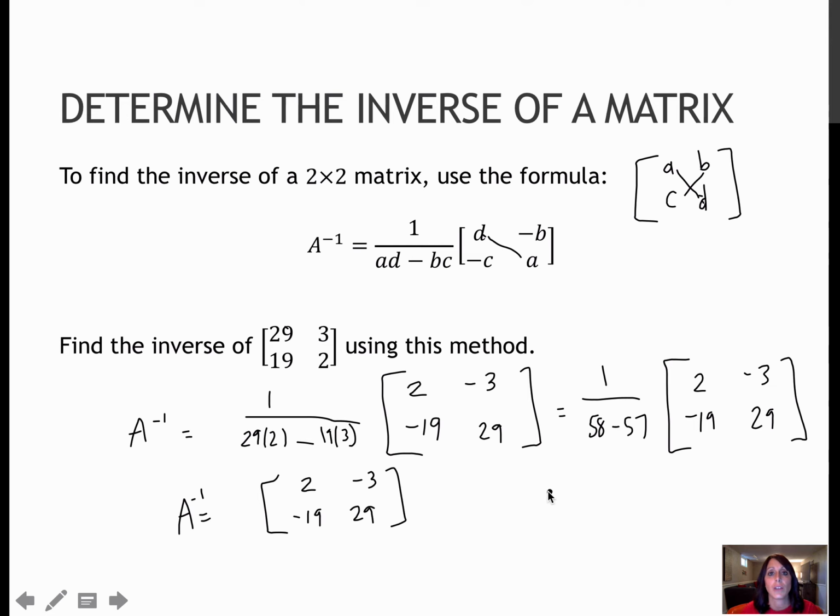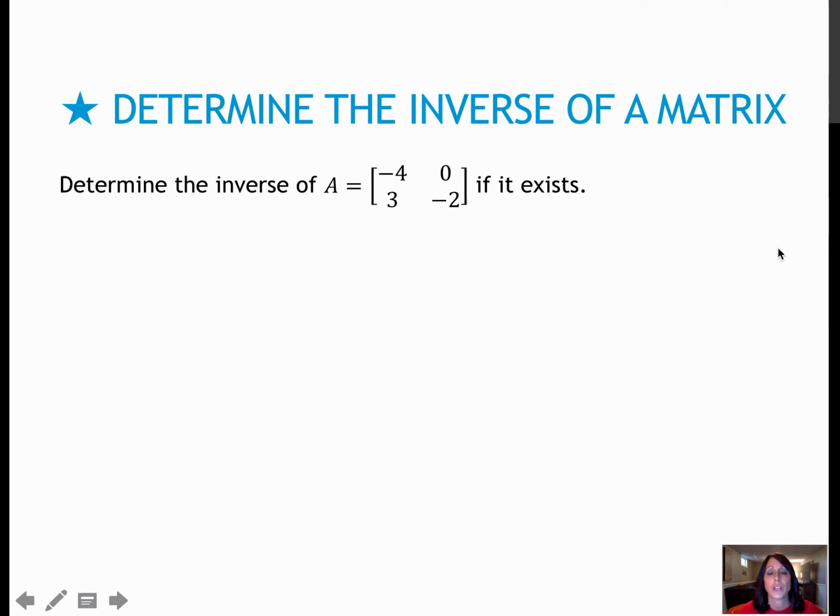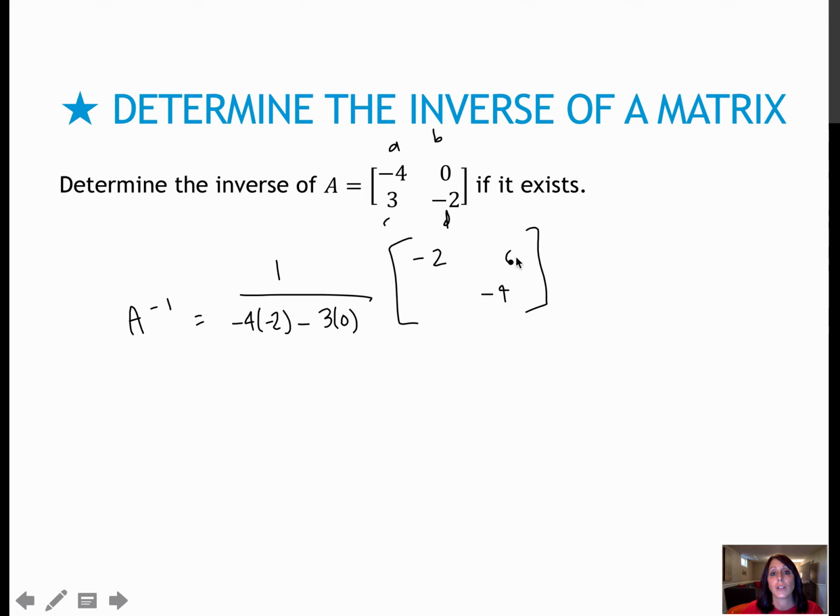Now we could have certainly found this using the other method that we used with the 3 by 3 matrices, but this way is much easier if you have a 2 by 2. Go ahead and use that formula to find the inverse of this matrix as well. Again, my original matrix, this is A, B, C, and D. So the inverse matrix, if it exists, is 1 over negative 4 times negative 2 minus 3 times 0. The first diagonal, we switch spots. The second diagonal, we switch signs.